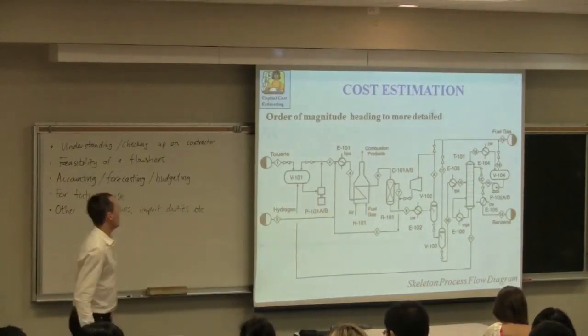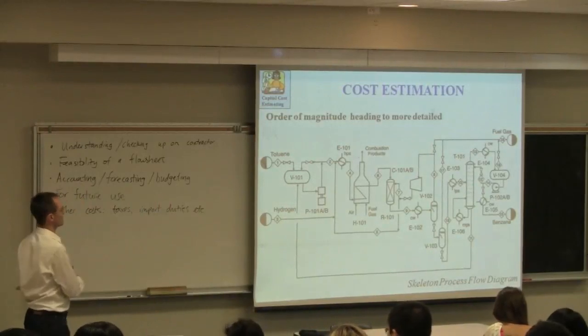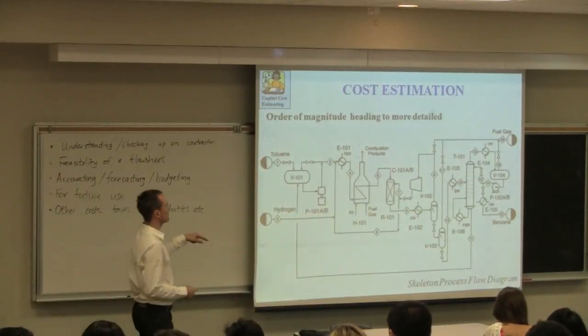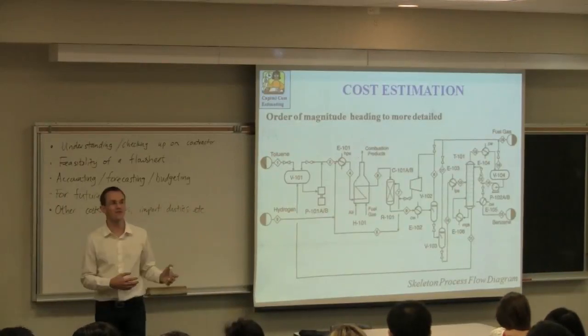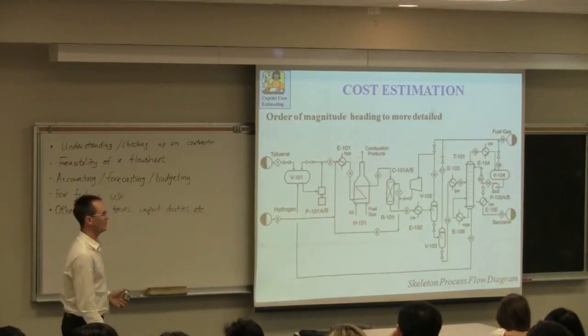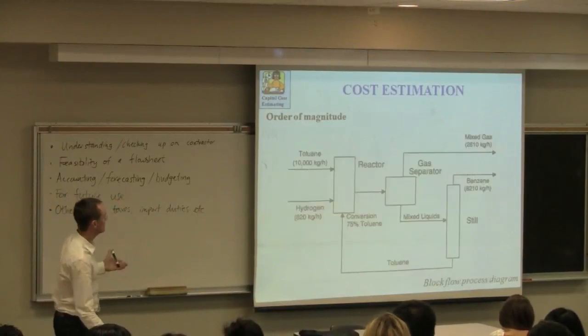This would be, I would say, we're now going from our order of magnitude to a more detailed estimate. You're now already at this point, you're probably going to have spent about 0 to 2% of the final project budget, even just to get to this point. So in terms of number of hours, there's a substantial number of engineering hours just to go from here to here.